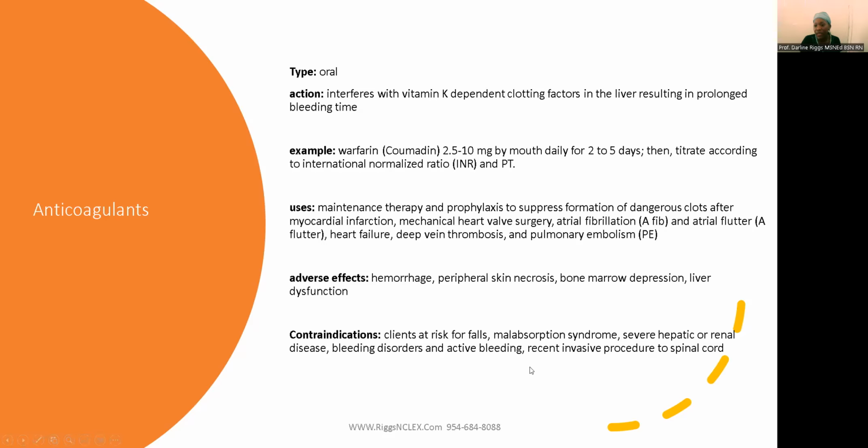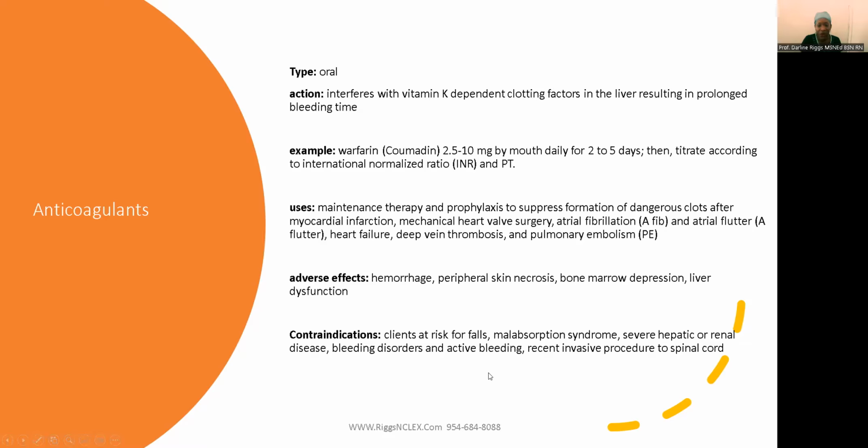Okay, if there's malabsorption syndrome, this is oral, that's a problem. Severe hepatic and renal impairment, the liver is going to break it down. And if the liver is severely impaired, how is it going to get broken down? It's not going to happen. If they have renal impairment, whether acute or chronic, how is it going to get out? It can't. If they already have a bleeding disorder, active bleeding, that's a problem. Invasive procedure with bleeding to the spinal cord, that's a problem. So these are contraindications.